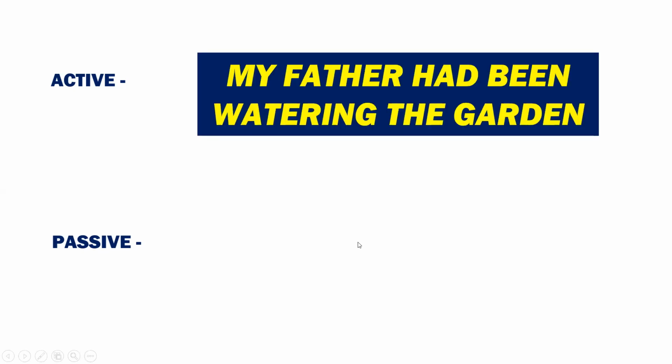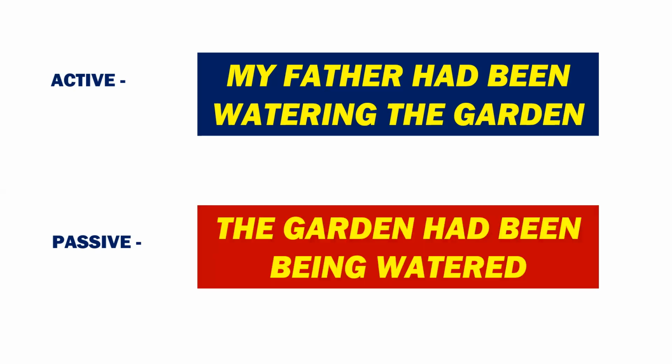Clear this thing? Clear? Yes, ma'am. My father had been watering the garden. Karabi, unmute. My father had been watering the garden. The garden had been being watered by my father. Very good, Karabi.